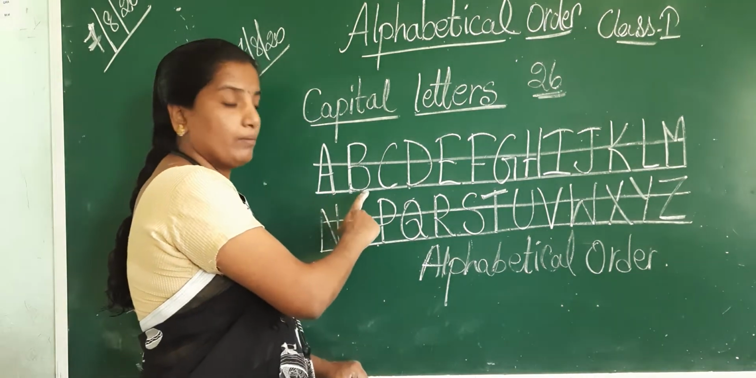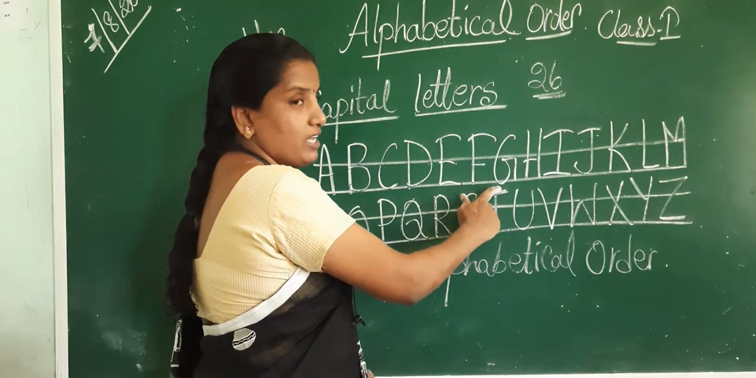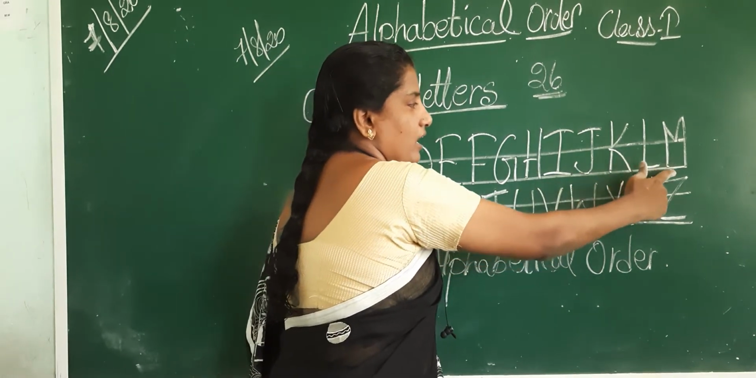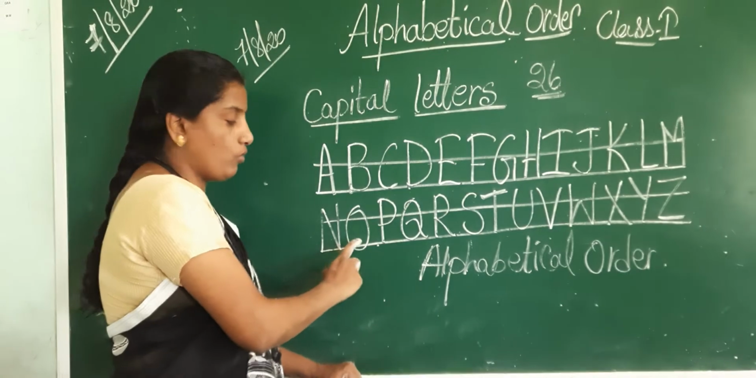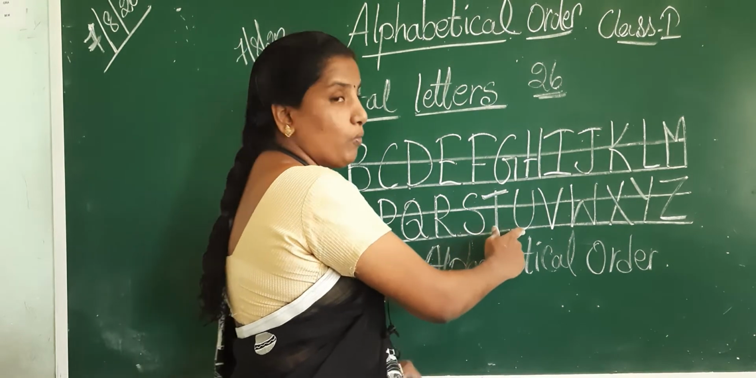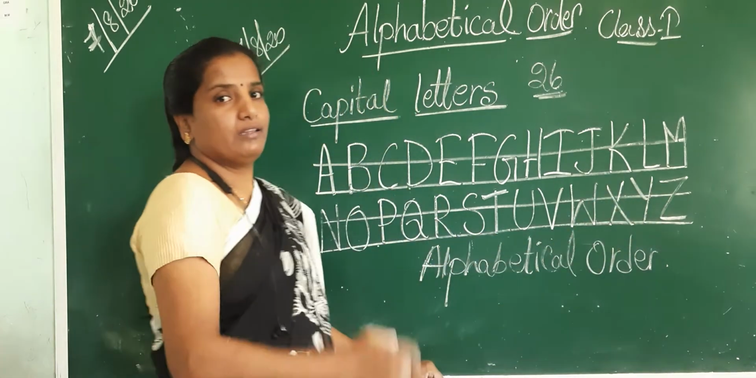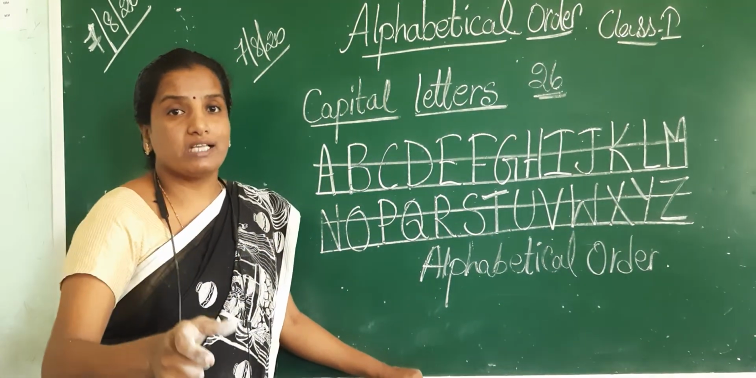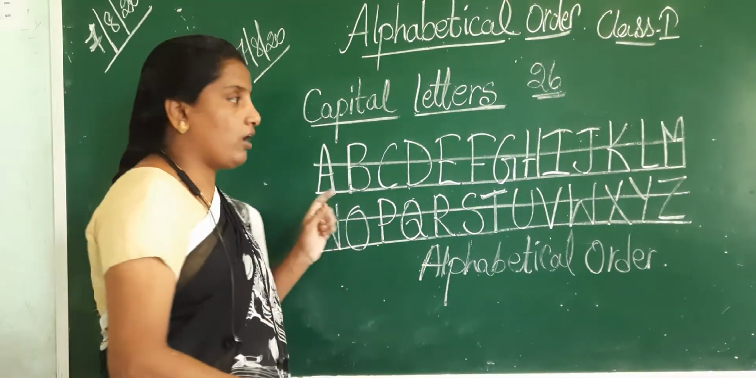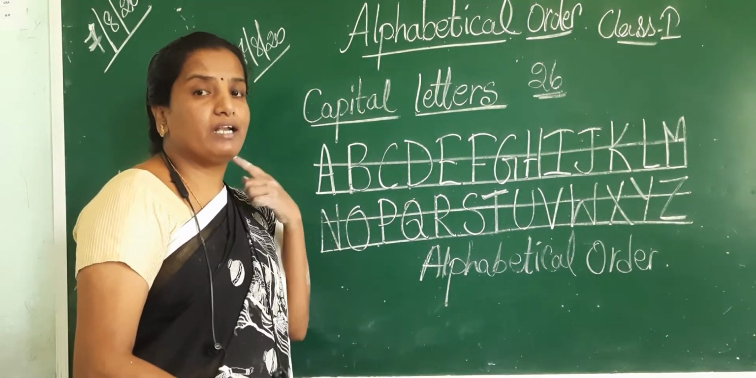See, A, B, C, D, E, F, G, H, I, J, K, L, M, N, O, P, Q, R, S, T, U, V, W, X, Y, Z. The order given to you is known as alphabetical order. These are our capital letters, children. The order given to you from A to Z is known as alphabetical order.